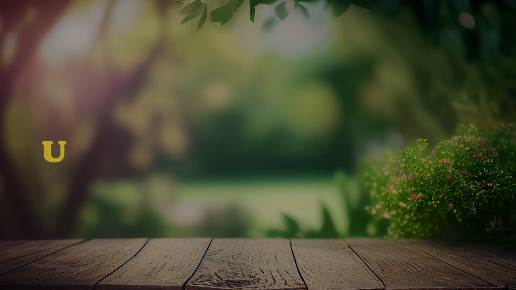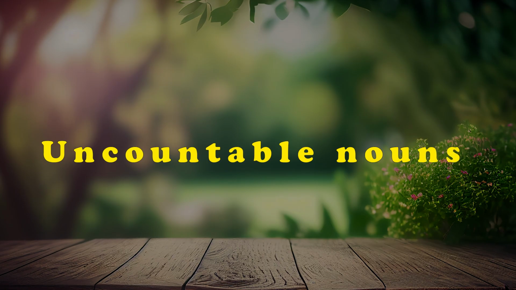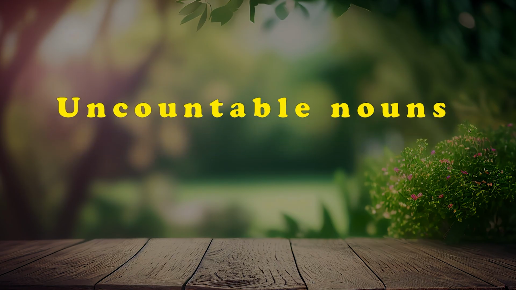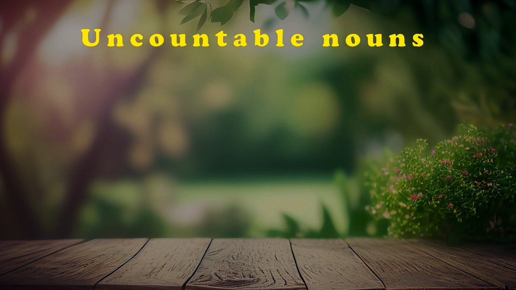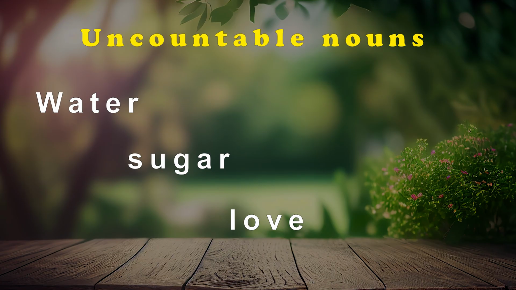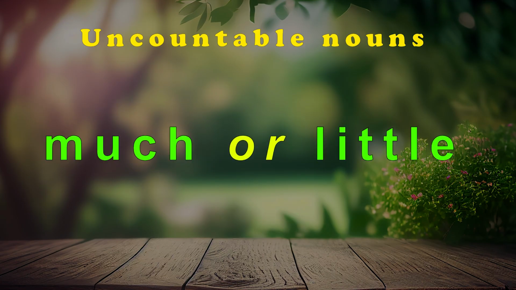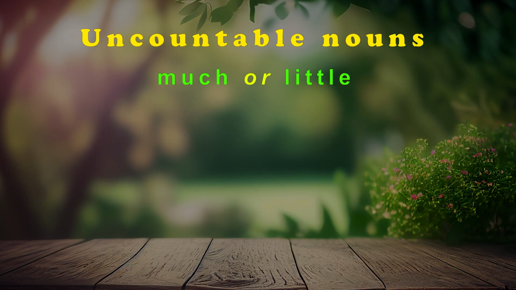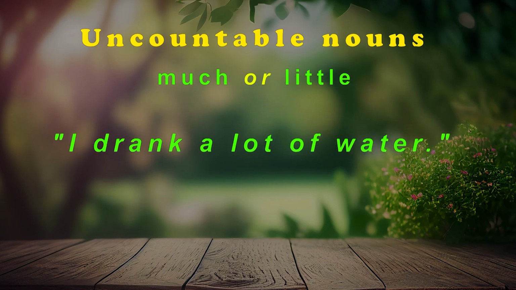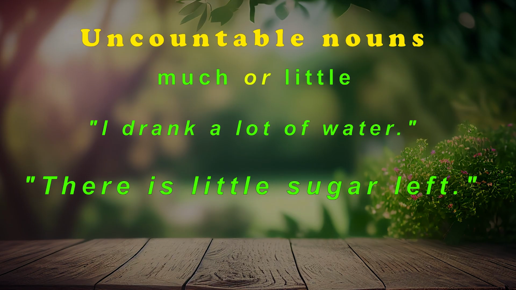Now let's move on to uncountable nouns. These nouns cannot be counted individually. They usually refer to substances, concepts, or quantities. For example, water, sugar, love, time, money. We use much or little with uncountable nouns. For example, I drank a lot of water. There is little sugar left.